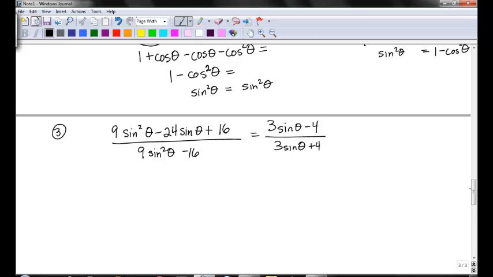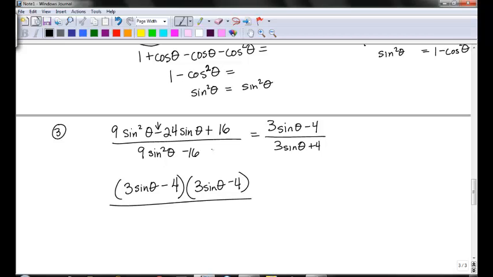9's a perfect square of 3. Sine squared is a perfect square of sine. 16's a perfect square of 4. If I multiply those together, I'd get 12 sine of theta, and if I double it, do I get 24? Do I get that middle term? 24 sine of theta? Yeah. And this tells me the sign that's inside. Now, I can write it like this with a squared up here, or I can write it twice. I'm going to write it twice because that's how I'm going to reduce it.